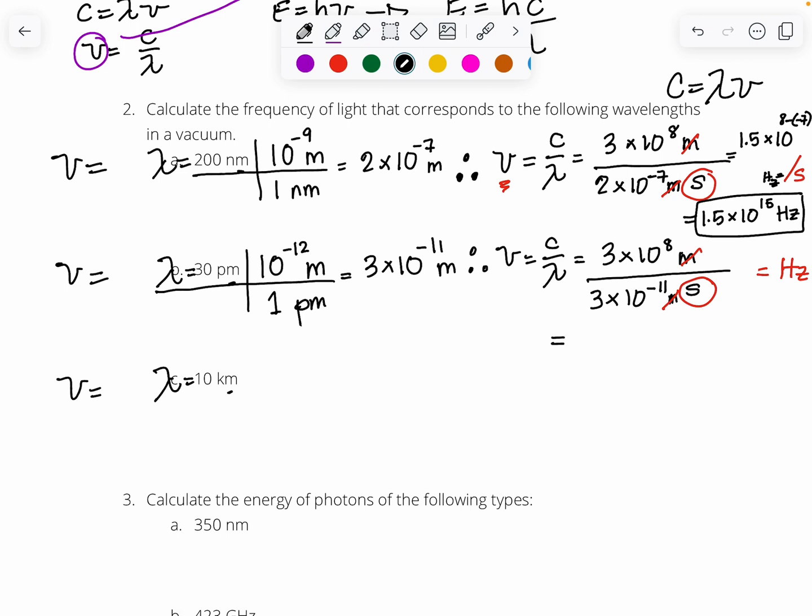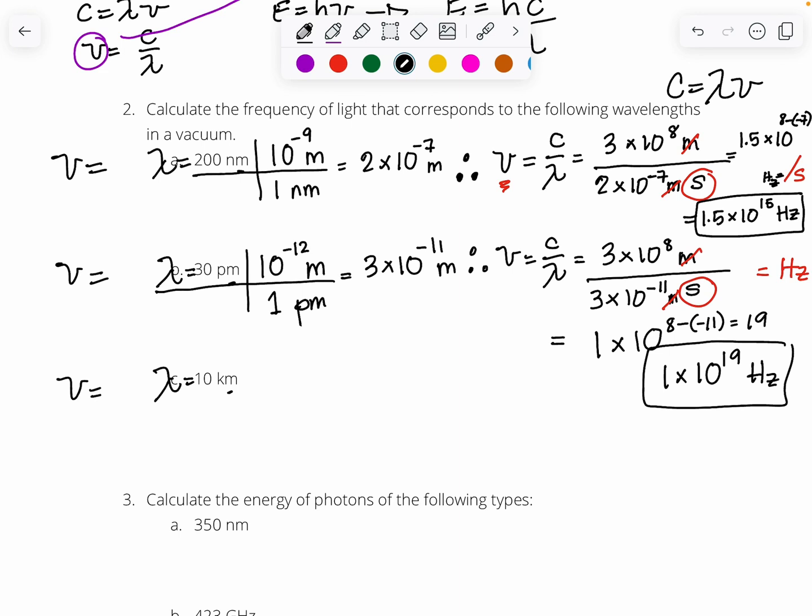So 3 divided by 3 is 1 times 10. And again, we're dividing that, so we're going to subtract it. So that's 8 minus a negative 11. So that's going to be 19. So 1 times 10 to the 19 hertz. Box your answer.